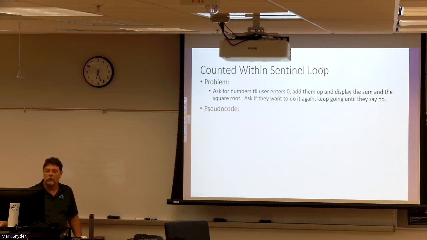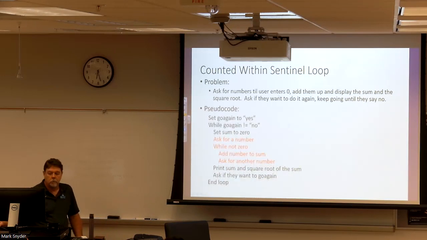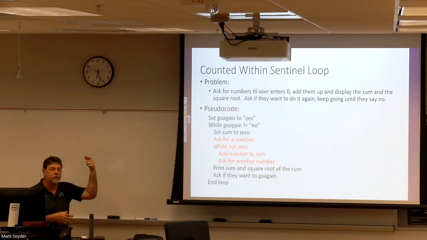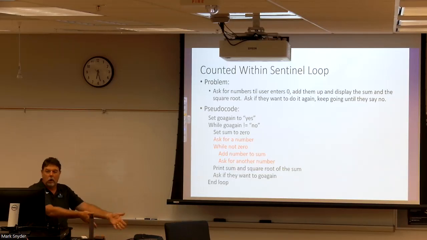Okay, let's see if we can do the pseudocode for this. All right, so I created this variable called go again. And I'm going to set the initial condition to yes, I want to go again, because the first time through the program, yes, I want to go once. So my loop condition is while go again is not equal to no. Well, that's kind of obvious since I just set it to yes. I know it's not equal to no. That's fine. It's the first time through the loop. So that's what I want to happen.